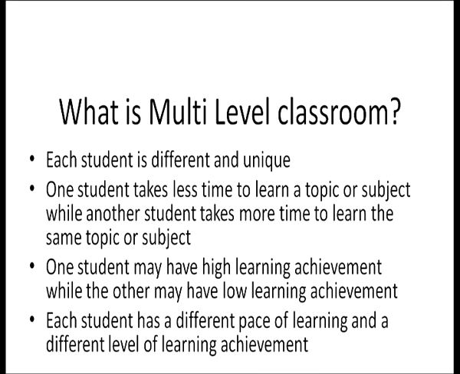Each student is different and unique. There might be some students in your classroom which take less time to learn a topic or a subject, while there are other students which take more time to learn the same topic or the subject. One student might have high learning achievement, while the others might have low learning achievement. Therefore, we say that each student has a different pace of learning and a different level of learning achievement.